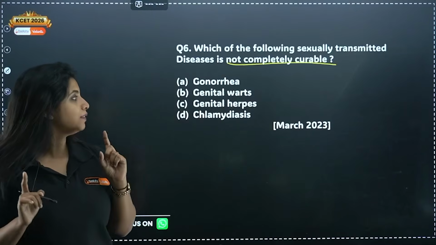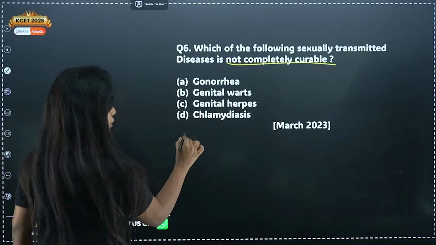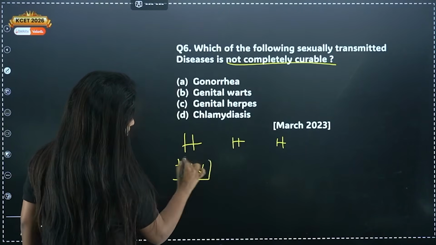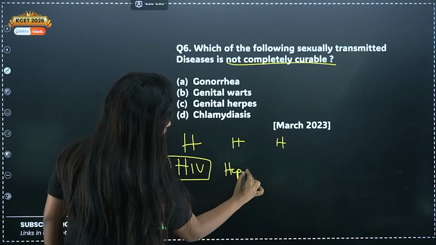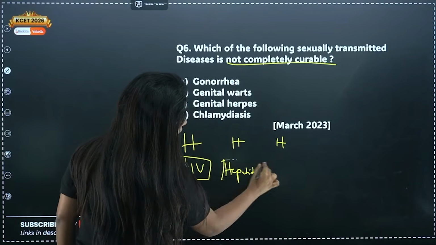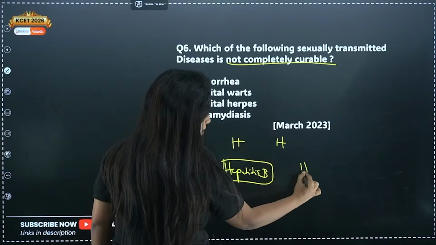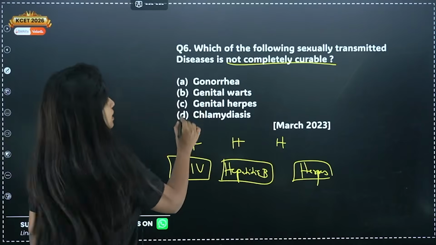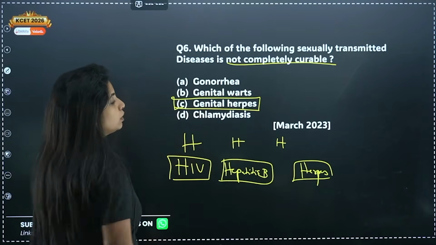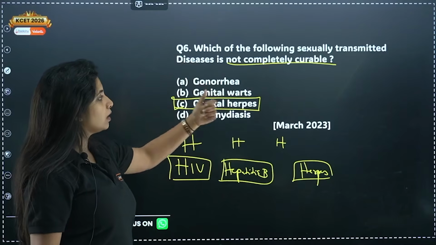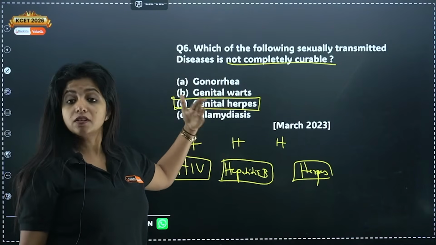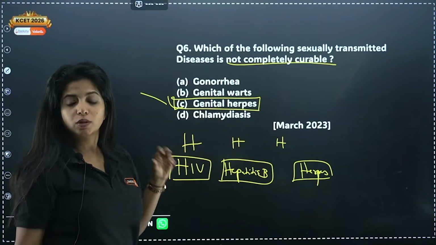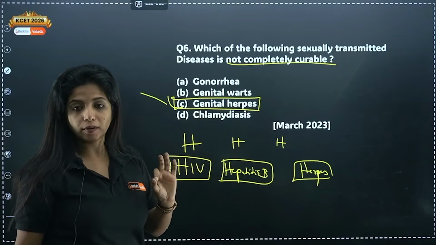And always remember, I will tell you to remember it like this. There are 3 H's. H, H, H. One we all know, it is HIV/AIDS. Second one is hepatitis B. The third one that we have is herpes. Now you can have different types of herpes. One is genital herpes and that is the one which is not completely curable among them. So the rest of the things, gonorrhea, genital warts, chlamydiasis, all of them are sexually transmitted infections, but they are curable to an extent. But genital herpes comes under this, so this is not curable. 3 of them are not curable.